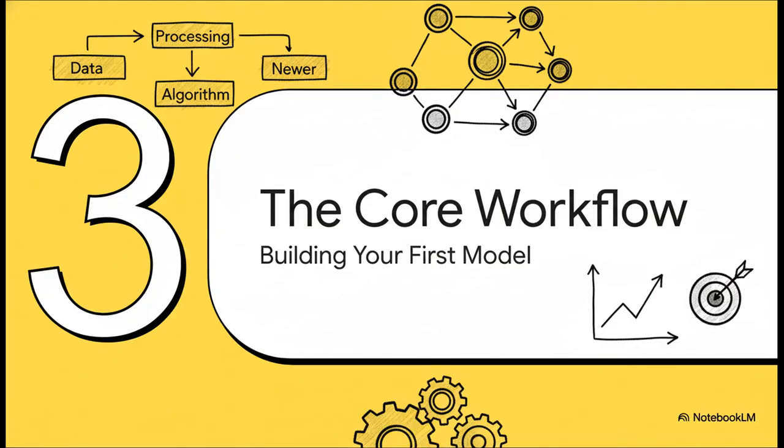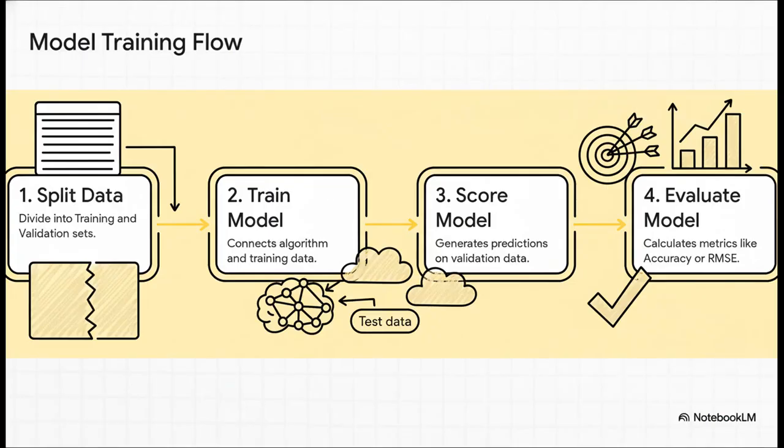All right, enough talk, let's actually see how this works. We're going to walk through the fundamental steps of building your very first model, all on that visual canvas. And it all boils down to this classic four-step recipe that you'll see in pretty much any machine learning project. First, you split your data, so you have some for training and some for testing. Second, you train your model with the training data. Third, you score it, which is just a fancy way of saying you make predictions. And finally, fourth, you evaluate it to see how well you did.